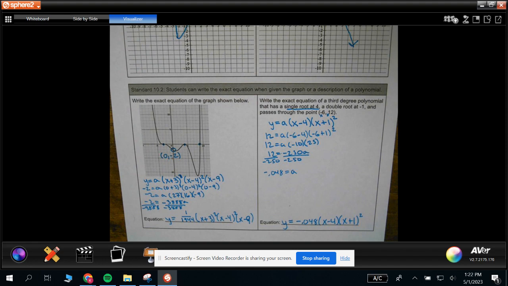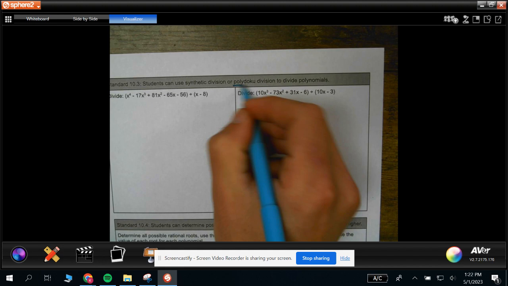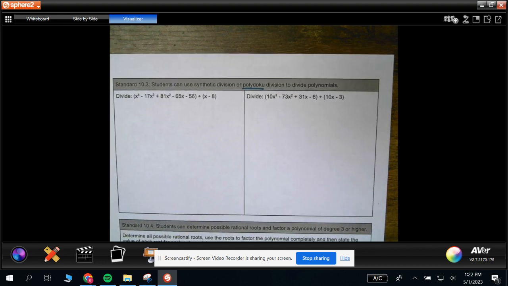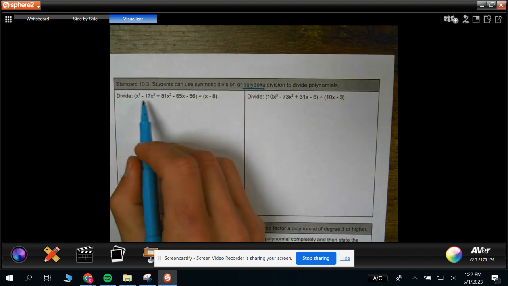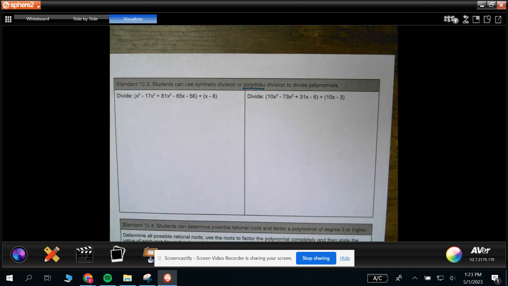All right, there are standards 10.1 and 10.2. Let's move on to the back side. So for the back, standard 10.3, use synthetic division or polydoku. We're going to focus on using polydoku. It's much more flexible. We're going to divide x to the fourth minus 7x cubed plus 81x squared minus 65x minus 56 divided by x minus 8.